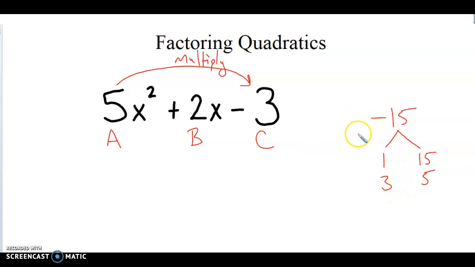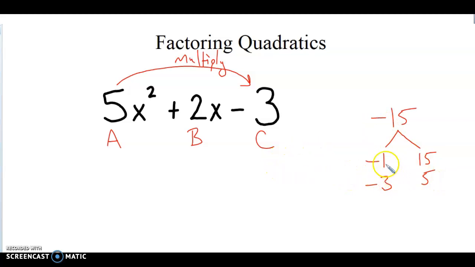So the next step I want to do is I say, well, these didn't equal negative 15. So I know one of them is going to be negative. So what I do is I look over at my b. My b value, if it's positive, then my larger factors will be positive. If it's negative or minus, then my larger factors will be negative. So this sign right here tells me what the larger factors are going to be. So in this case, it's positive. So my larger numbers are positive, which means my smaller ones will be negative. And I check, negative 1 times 15, yeah, that's negative 15. Negative 3 times 5, that's negative 15 as well, so it works.